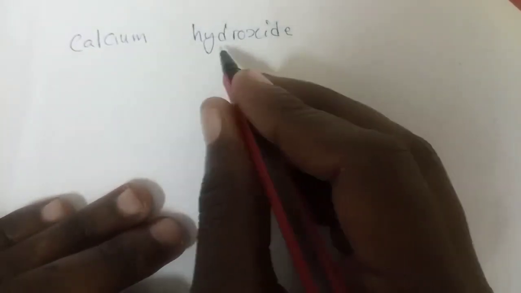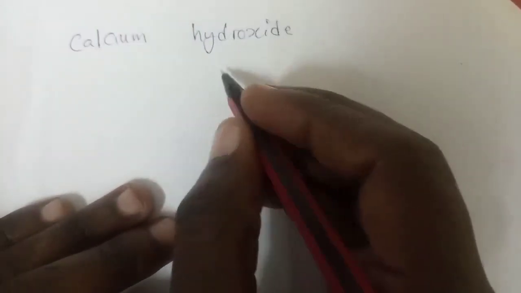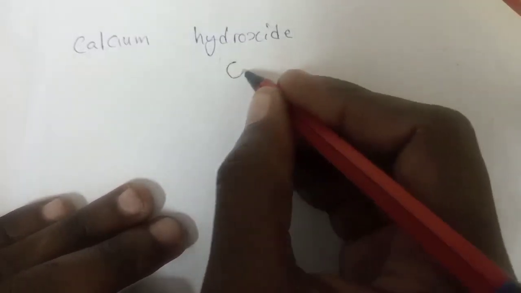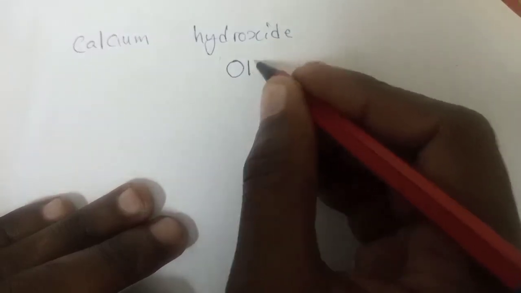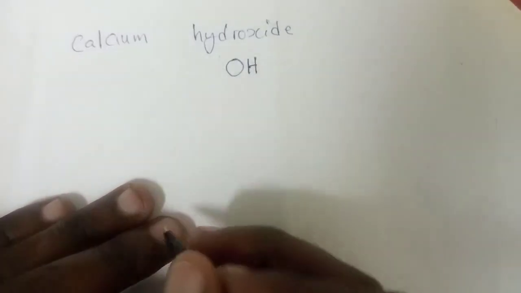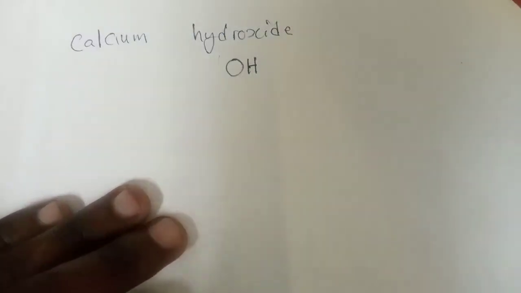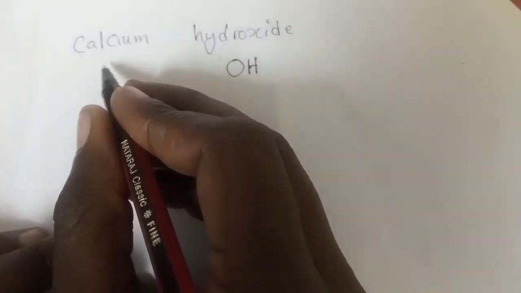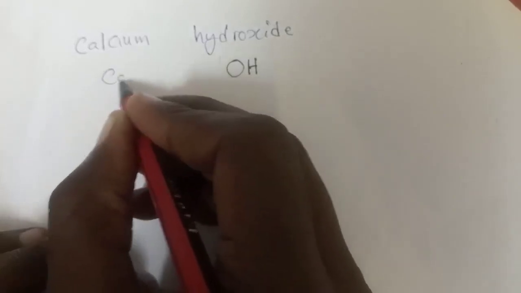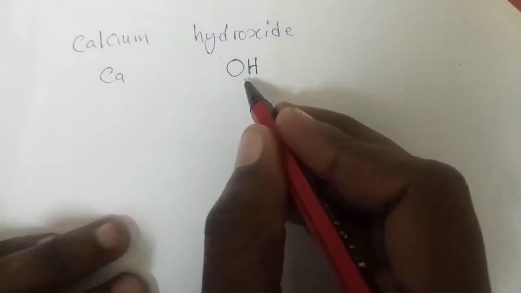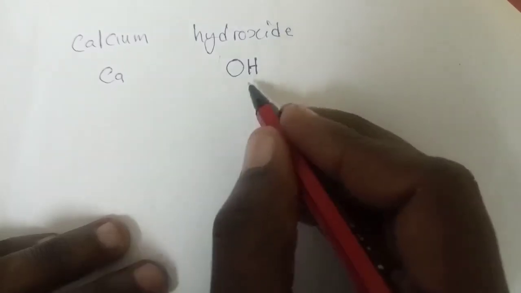So the symbol for hydroxide is not H then oxygen. No, it is oxygen and hydrogen, like this. This is how the formula looks. Then the symbol for calcium is Ca, like this. So you need to know the valence number for hydroxide.